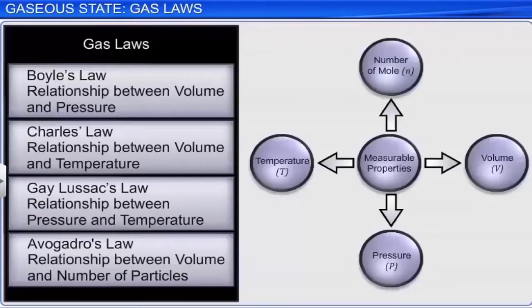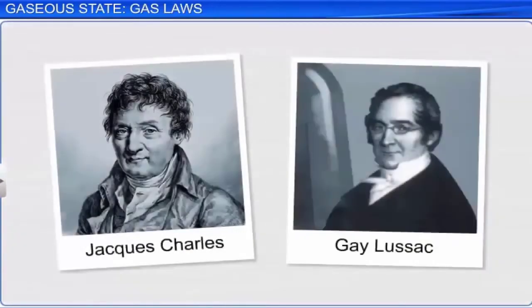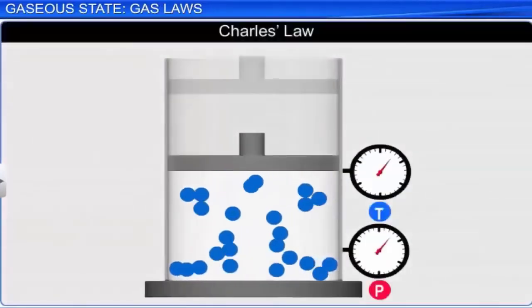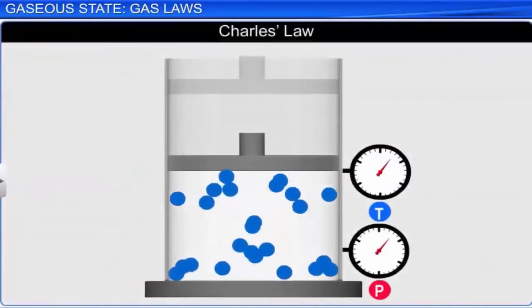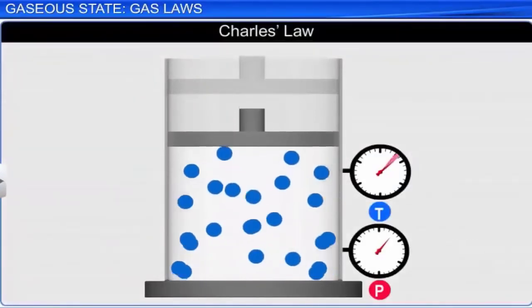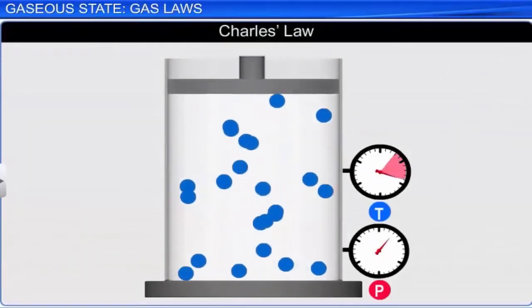The next law is Charles' law, which describes the relationship between volume of a gas and its temperature. Jacques Charles and Gay-Lussac studied the relationship between volume and temperature of gases independently. They concluded that for a fixed mass of gas at constant pressure, the volume of gas increases with increase in temperature and decreases on cooling.